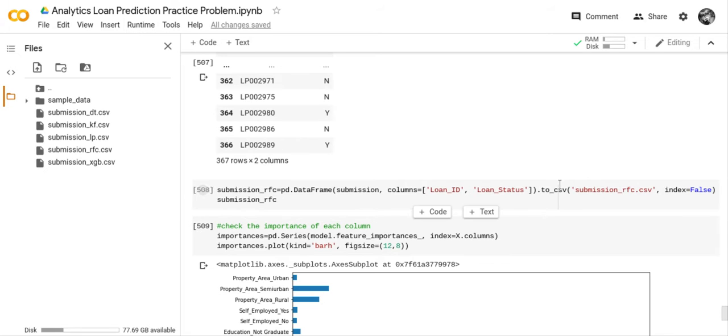And you notice here, whenever you create these files, at the end of it, you have to say index equals false, because if you don't say index equals false, then the index will be included in the submission and it will fail.